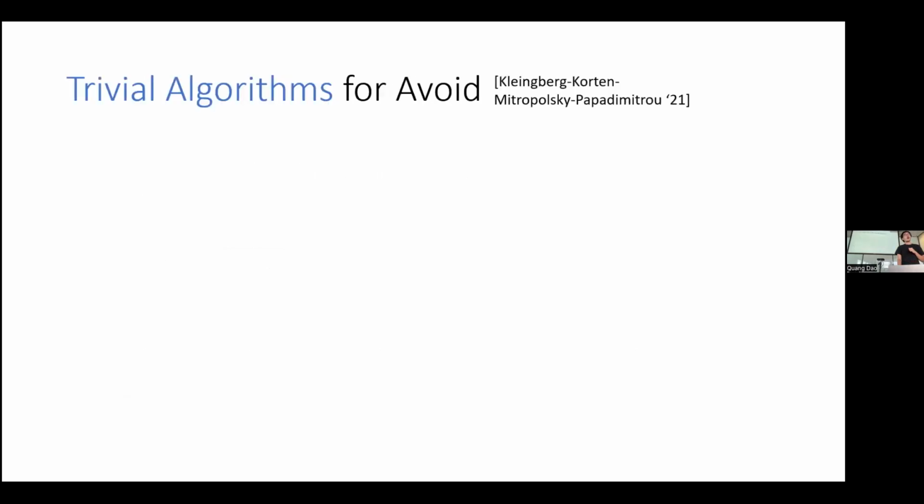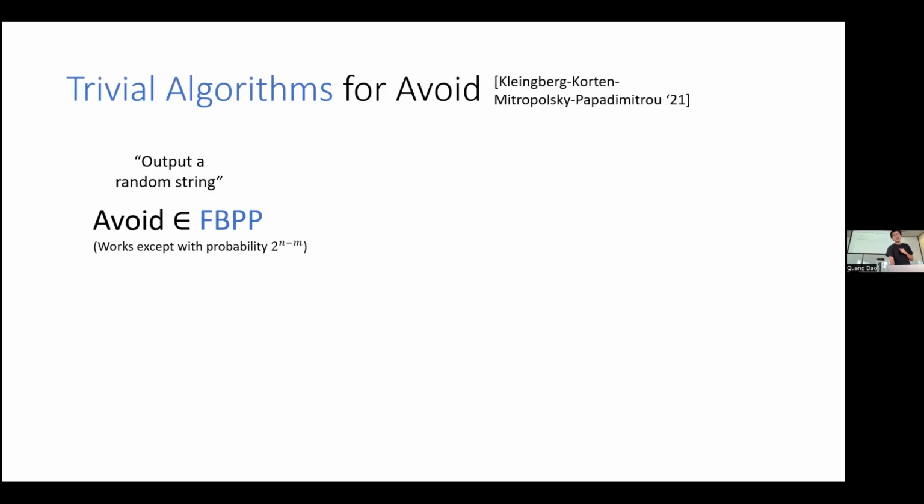So there are some trivial algorithms for range avoidance. For example, the first trivial algorithm is just to output a random string. If you define the class FBPP to be the functional version of BPP, then I say Avoid is in FBPP. This is just a trivial one. You just output a random string.